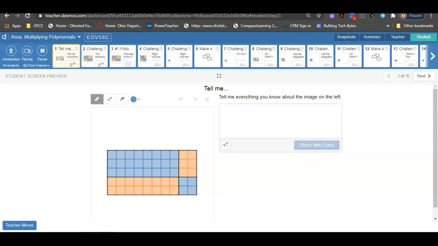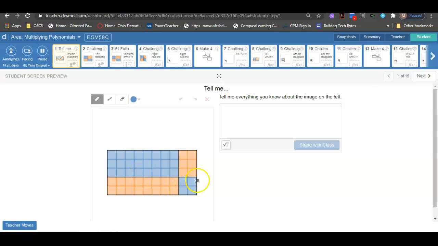On Friday, I had you work through an activity in Desmos that had you explore the connection between the area of a rectangle being its length times its width and the area being the sum of the smaller parts or the smaller rectangles that make up the larger rectangle.